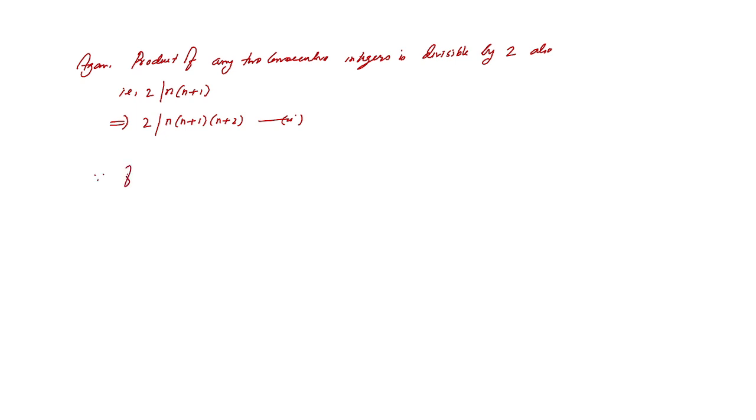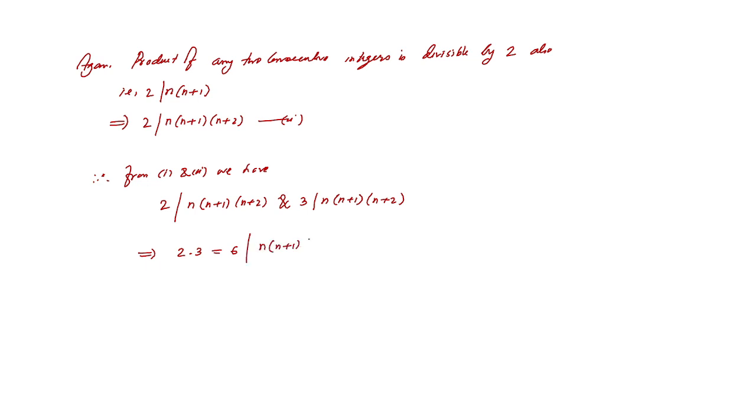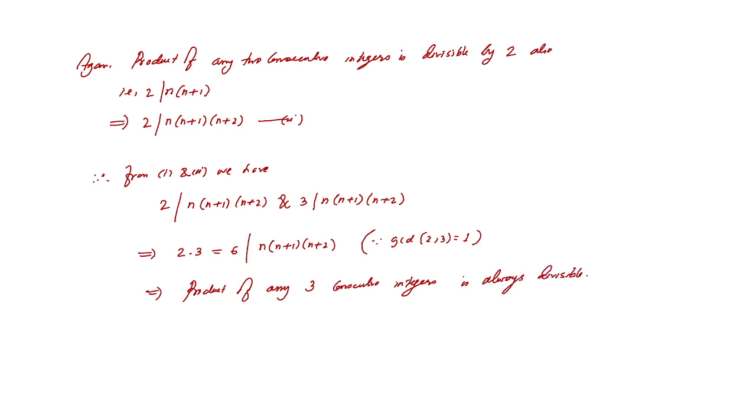Now, from 1 and 2 we have 2 divides n into n plus 1 into n plus 2, and also 3 divides n into n plus 1 into n plus 2. That implies 2 into 3, that means 6, divides n into n plus 1 into n plus 2. Why? Because GCD of 2 and 3 equals 1. And that implies the product of any 3 consecutive integers is always divisible by 6.